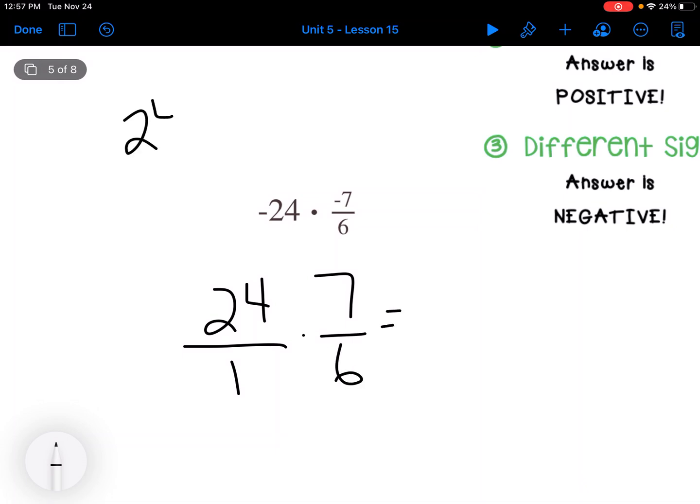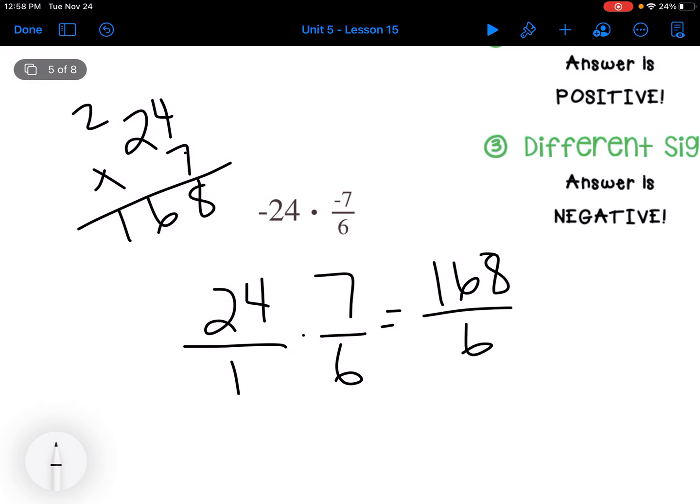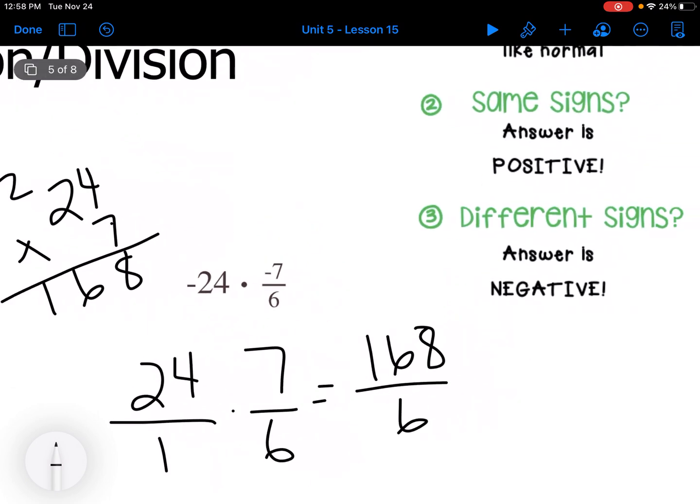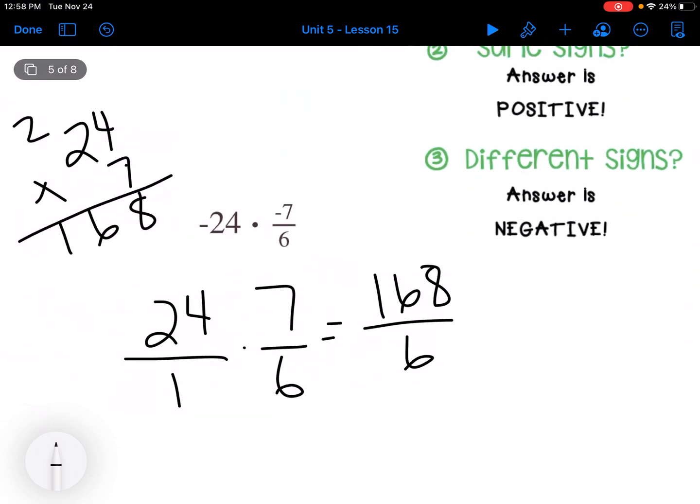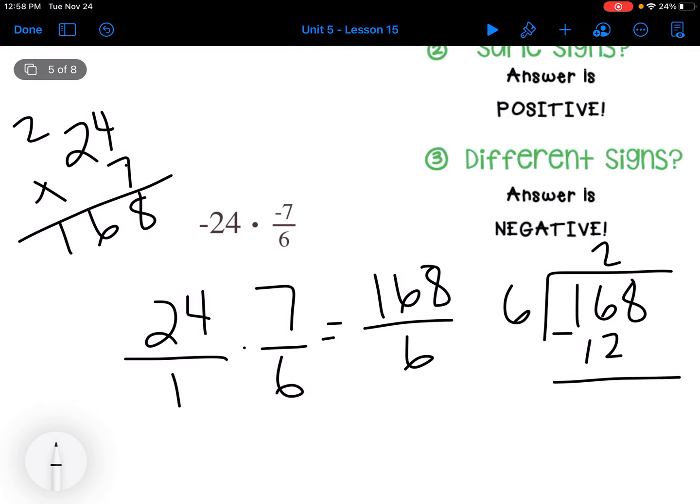So 24 times 7. 7 times 4 is 28. 7 times 2 is 14 plus 2 is 16. So I get 168 divided by 6. Yikes. So on top of everything, I get to do some long division. Woohoo! So 168 divided by 6. 6 goes into 16 2 times, and I'm left with 12. So I have 48. 6 goes into 48. 6 times 8 is 48. So I'm left with 28.